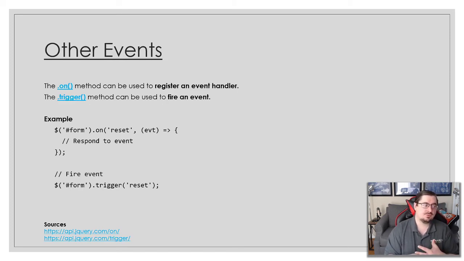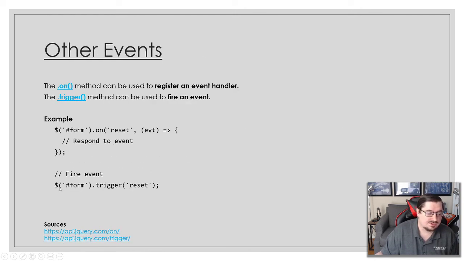There are a lot more events in JavaScript that we might want to listen to, and we can listen to any of those using the on or the trigger method. The ones we talked about at the beginning are all shorthands for on and trigger. If I want to respond to an event, I can write it this way: I just use my selector.on, then the name of the event. So on will let me register for any event I want. I just need to provide a selector and the name of the event.